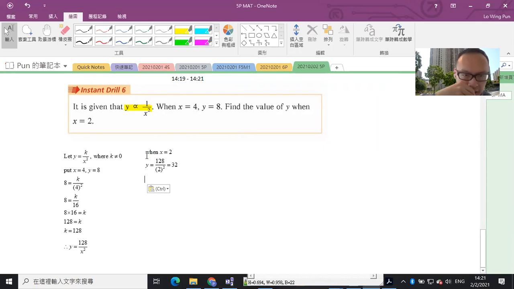Okay, so please check the answers. y is proportional to 1 over x squared. So we let y be k over x squared, where k is not equal to 0. When x is 4, y is 8. You put this pair of numbers into your equation, and then you can solve the value of k, which is equal to 128. And then you just write down the complete expression.